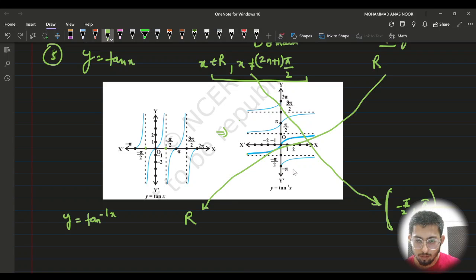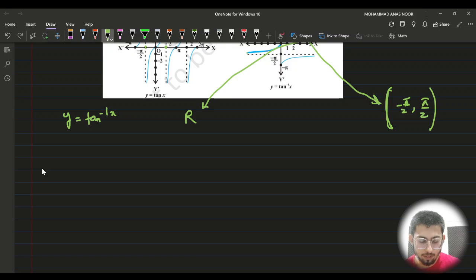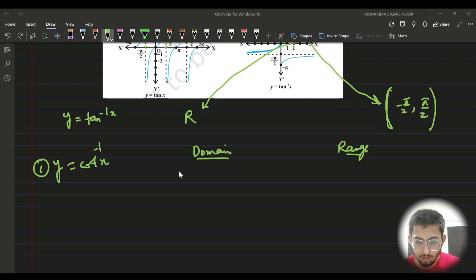Finally, for cot inverse x, can you directly write the domain and range for the inverse? You can see in the book. See, the domain would be the real numbers again, but the range would be 0 to pi. Do I need to verify this? I think this is pretty understood. You can easily find that.